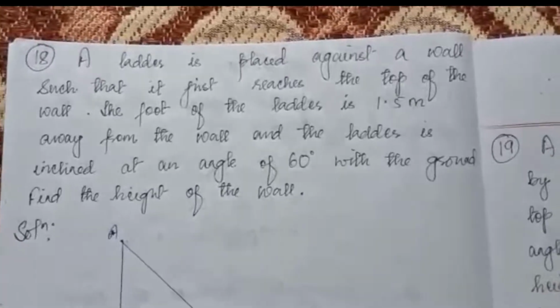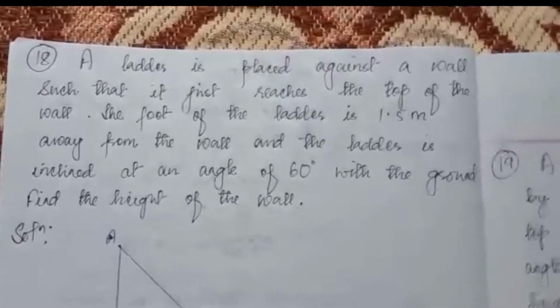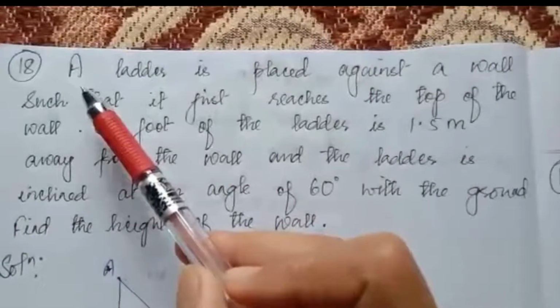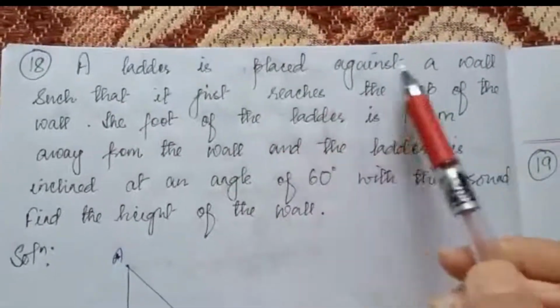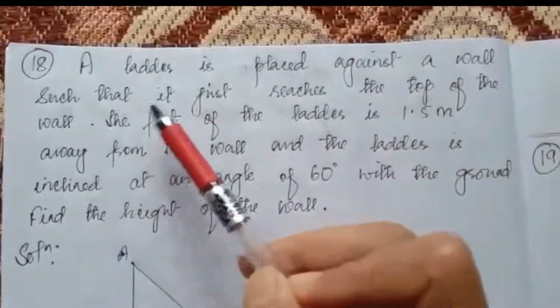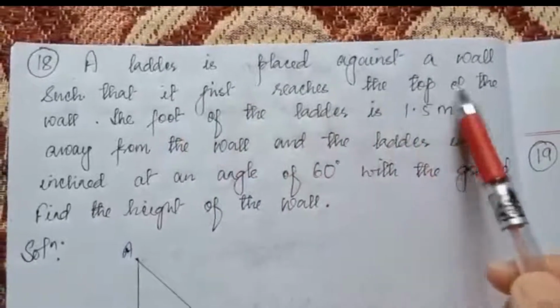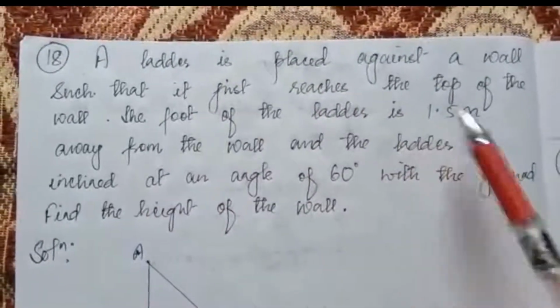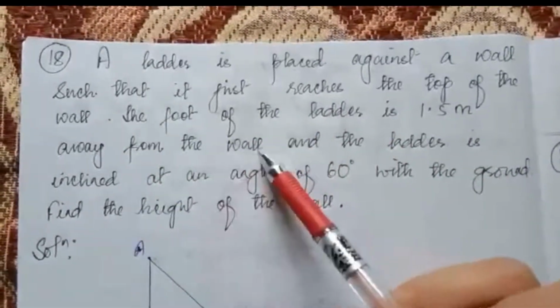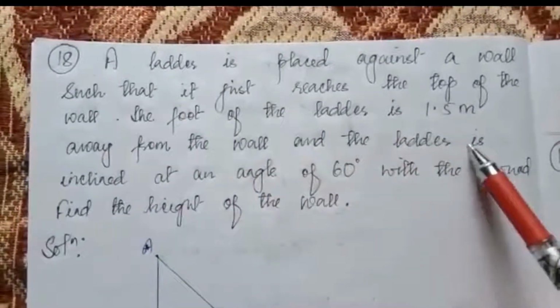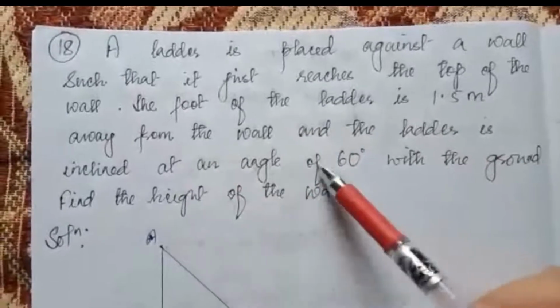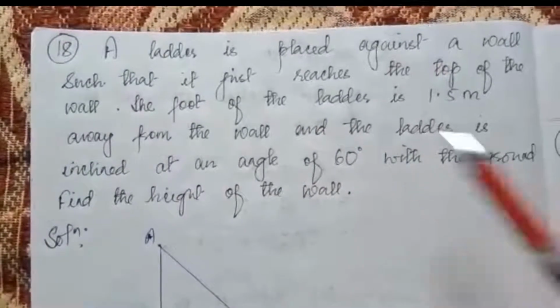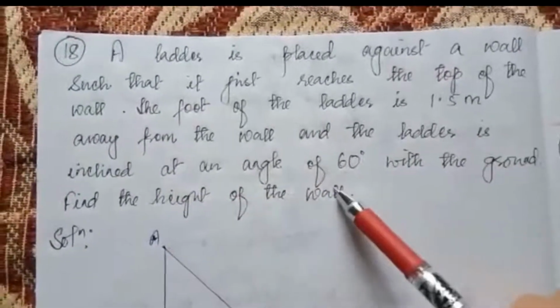Today we will start from question number 18. The question is: a ladder is placed against a wall such that it just reaches the top of the wall. The foot of the ladder is 1.5 meter away from the wall and the ladder is inclined at an angle of 60 degree with the ground. Find the height of the wall.